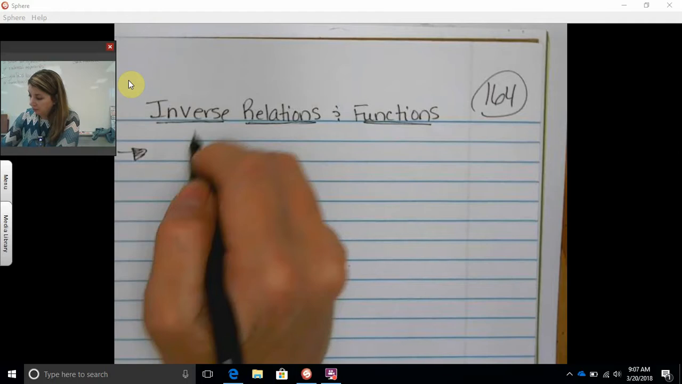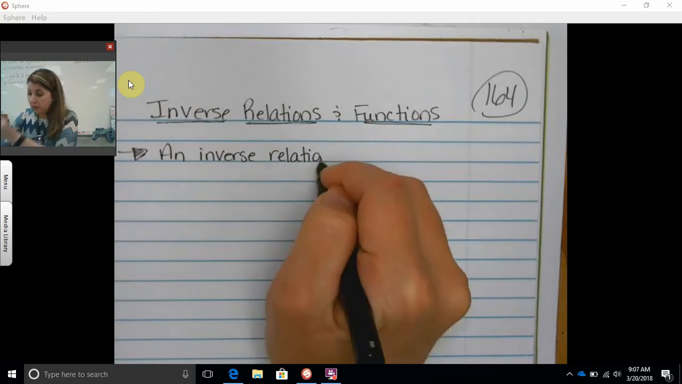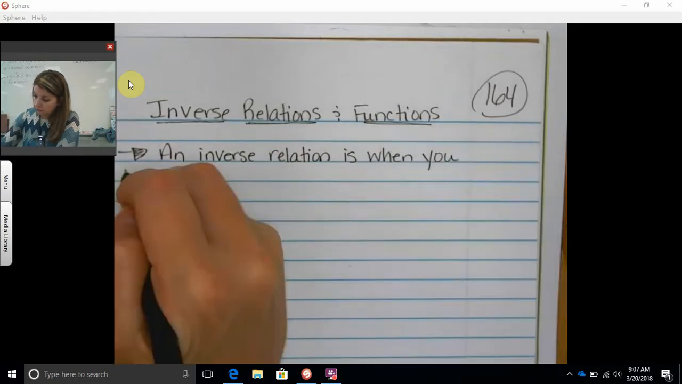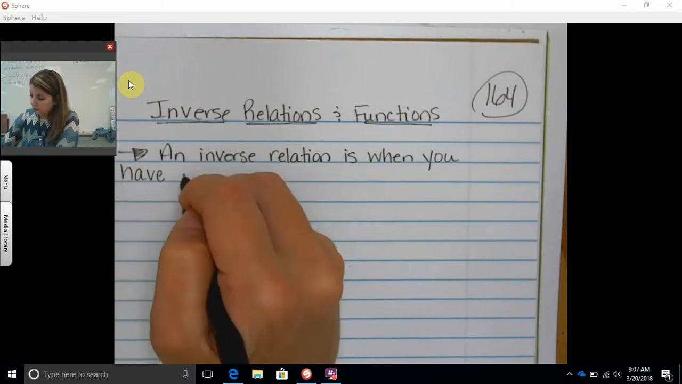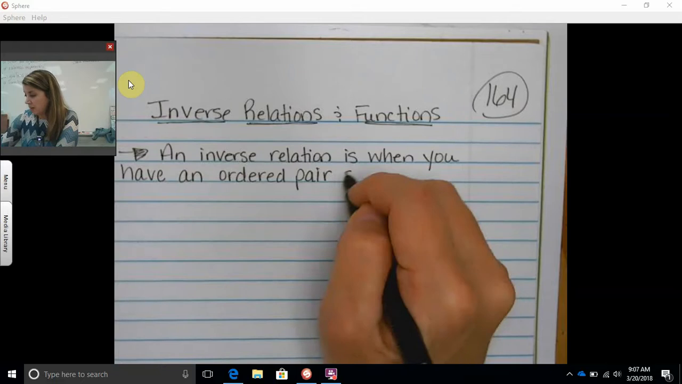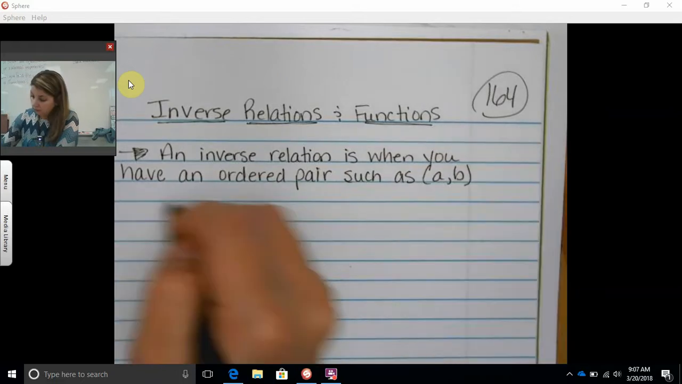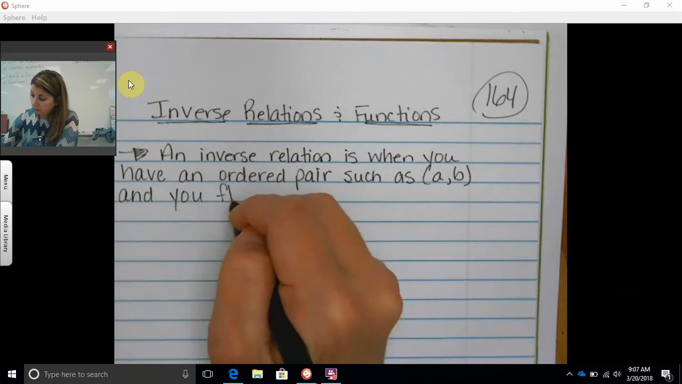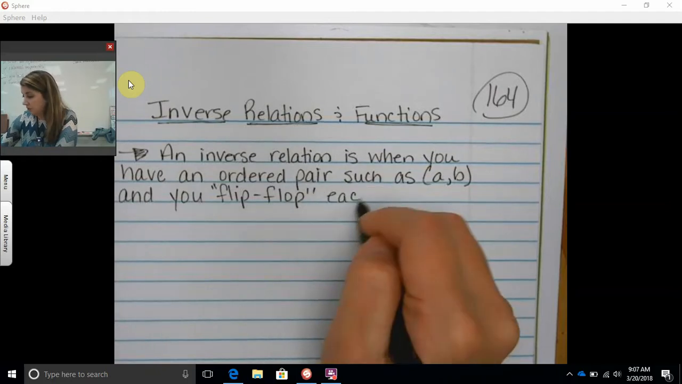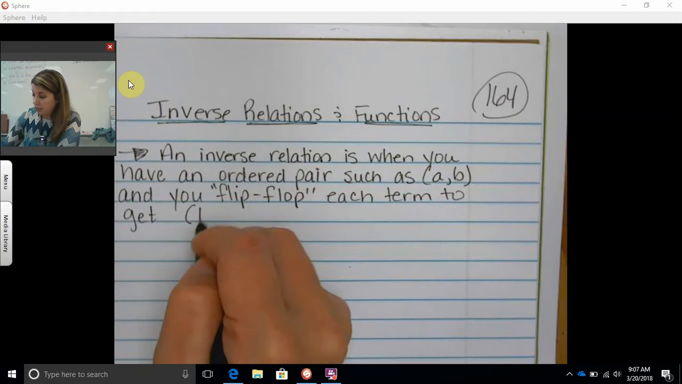An inverse relation is when you have an ordered pair such as A comma B, and you flip-flop each term to get B comma A.